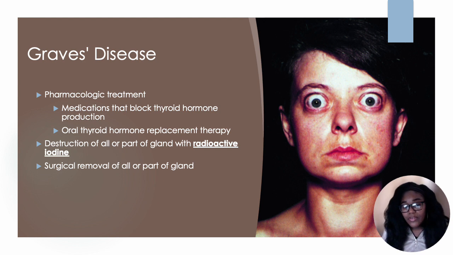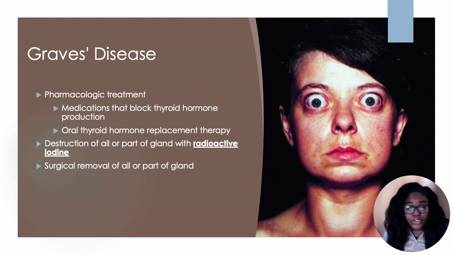This is an example of Graves' disease, and the pharmacological treatment is, again, a medication that blocks that thyroid hormone, or they will have to replace the thyroid hormone a little bit with replacement therapy. What I really want you to pay attention to is the exophthalmos with this individual's picture. As you can see, the eyes are bulging from the sockets. So with Graves' disease, this is a very significant clinical picture of this.